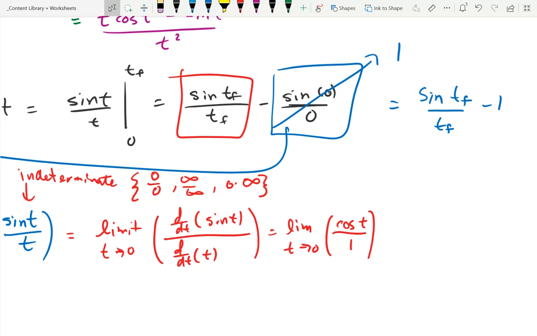So that's how we use L'Hopital's rule. That's a handful. Yeah, it kind of is. Any questions?